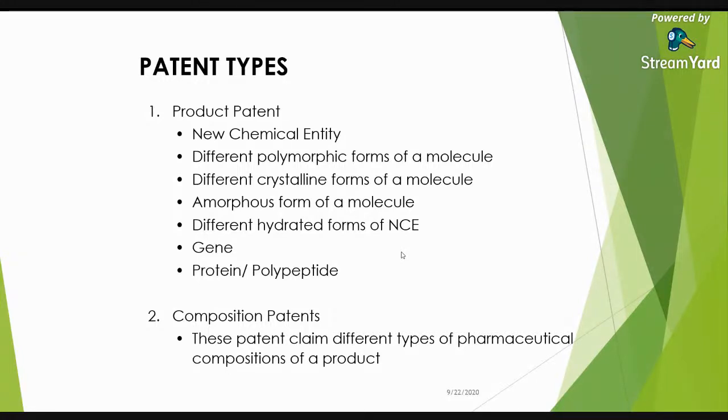So that's new chemical entity, NCE. Different polymorphic forms, there are different crystalline forms of a molecule, amorphous or anhydrate form, or different hydrated forms of a new chemical entity, a gene or a protein or peptide. All these can be counted as product patents.